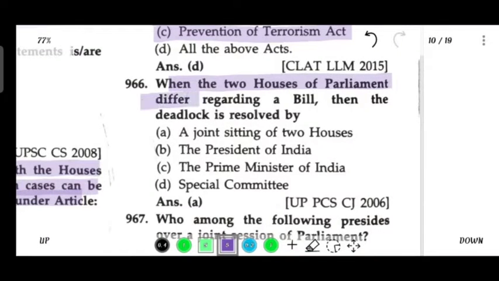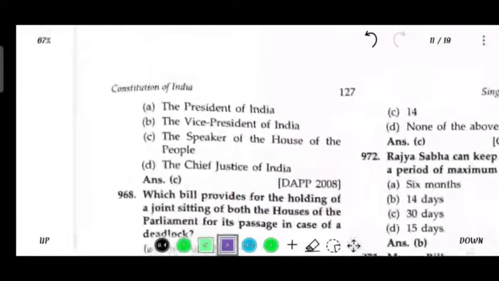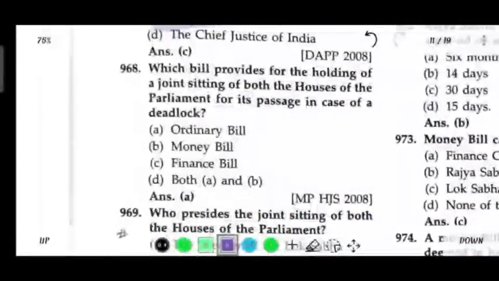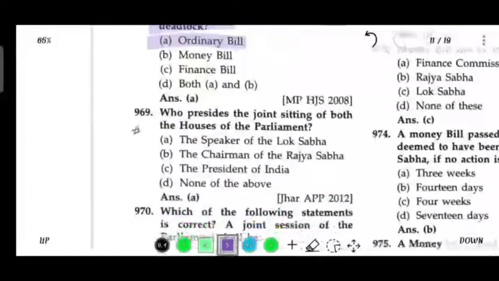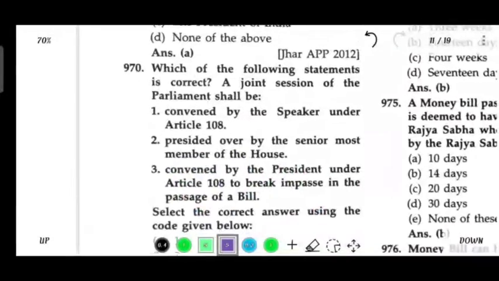When two Houses of Parliament differ regarding a bill, the deadlock is to be resolved by a joint session of the two Houses. Who among the following presides over the joint session of Parliament? The Speaker of the House of the People. Which bill provides for the holding of a joint session of both Houses of Parliament in the case of deadlock? Ordinary bill. Who presides over the joint sitting of both Houses of Parliament? Speaker of the Lok Sabha.